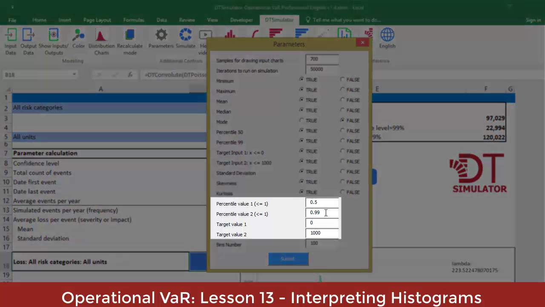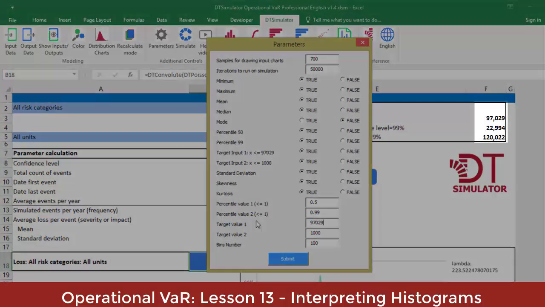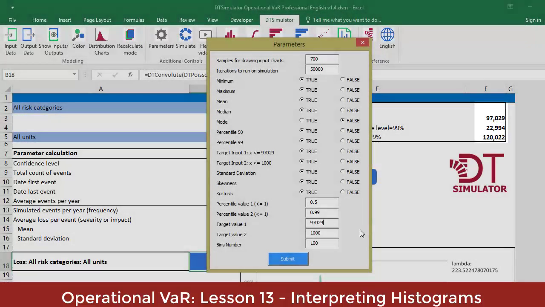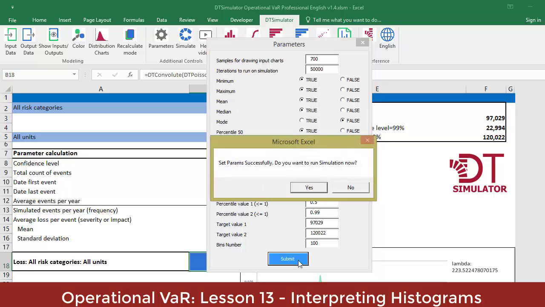We set the first percentile value at 50, the second percentile at 99. On the other hand, looking at cell F3 of expected loss, we write the value entered there as target value 1, in my case it would be $98,068. I set the target value 2 at the operational risk value entered in cell F5 for $121,211 in my case.